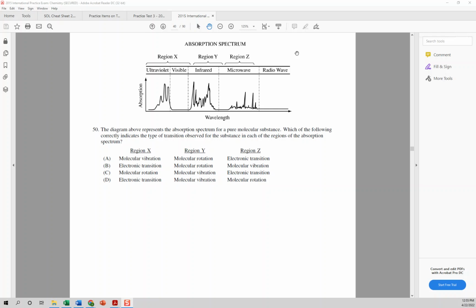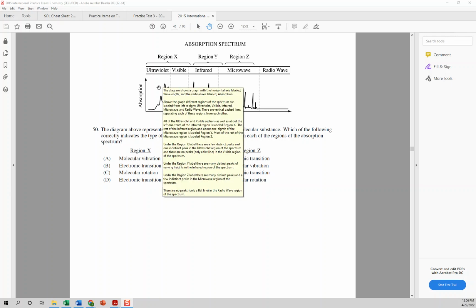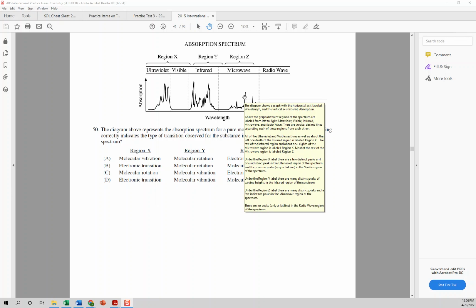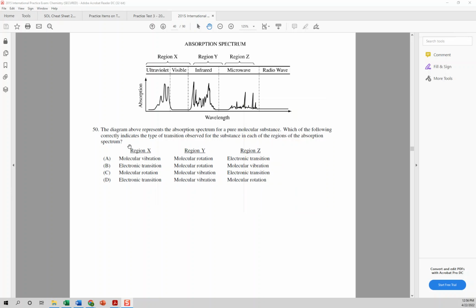Okay. So it's saying here's some absorption spectra. So I want us just to understand the light. So this is a good review on light. So this is higher energy light, lower energy light, and even lower energy light. So ultraviolet has more energy than infrared. Infrared has more energy than microwave. Okay. And it's saying which of the following correctly indicates the type of transition observed for the substance in each of the regions of the absorption spectra. So it's really like what takes more energy.